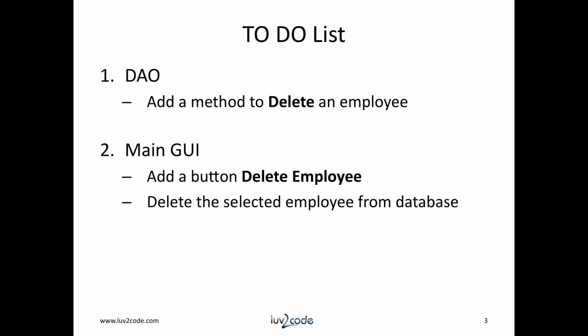We have a to-do list to add this functionality. The first thing we'll need to do is update our DAO. We'll need to add a method that will handle deleting an employee from the database. We'll make use of the SQL delete statements for this. In the main GUI, we need to add a new button called Delete Employee. When the user clicks on the button, then it will delete the current employee from the database. Well, we have our work cut out for us. Let's get started.